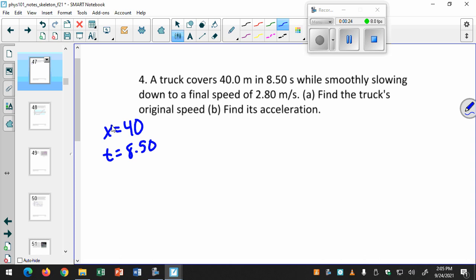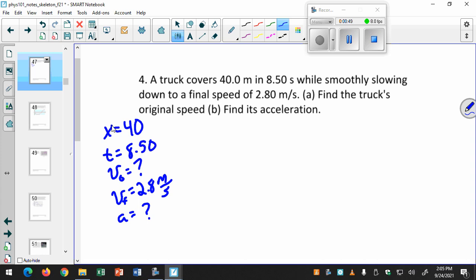I also know that this object is moving, and he has an initial speed that I don't know, and then he has a final speed equal to 2.8 meters per second. I don't know his original speed, and I don't know his acceleration, and those are both things that I want to know, his original speed and his acceleration.